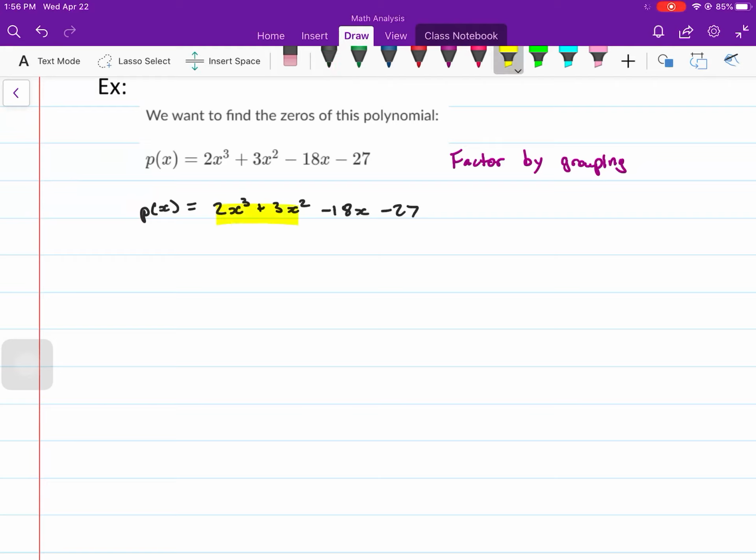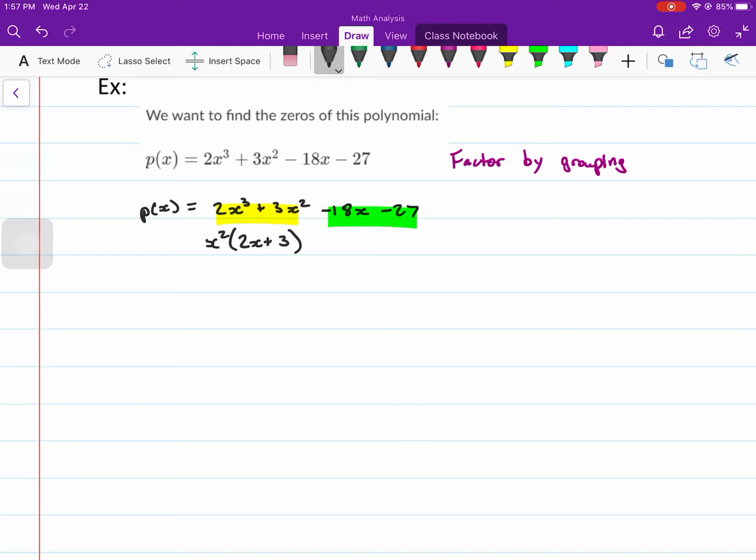So here's one group. We have this left group and we have this right group. What can we factor from each of these? I'm looking at this one. What do these both have in common? 2 and 3 don't have anything in common, but x squared, I can take an x squared from both of those. So I have x squared times 2x plus 3. That's for the group that I highlighted in yellow there.